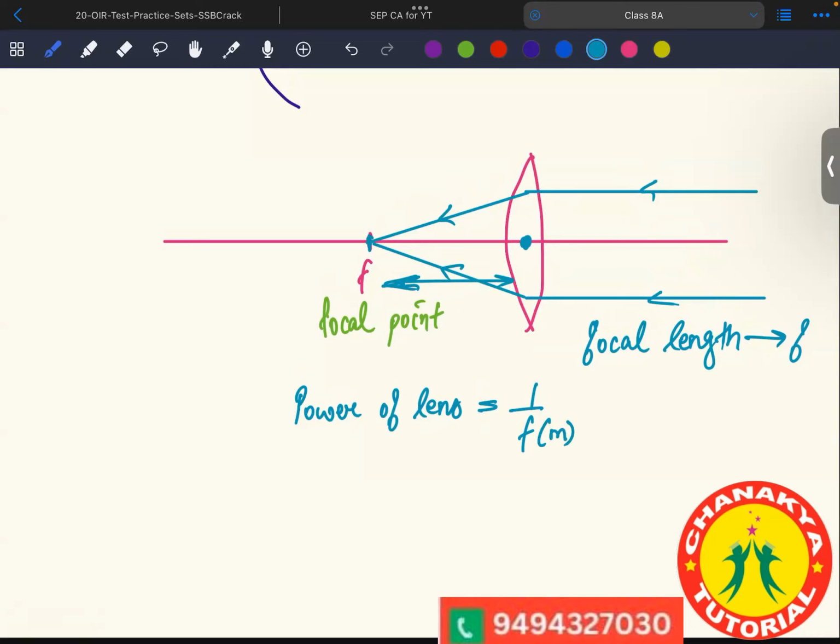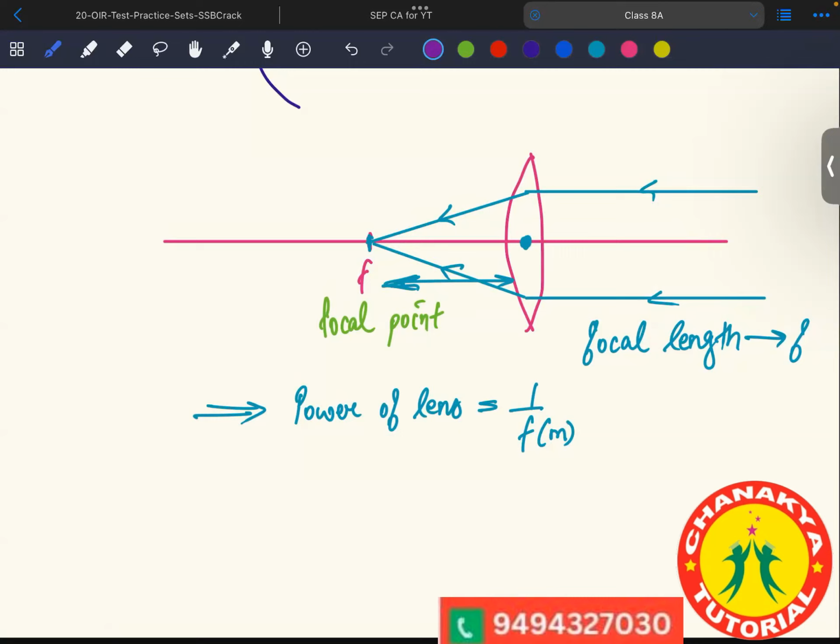I will explain why I have written m in the bracket. First tell me, are you clear that the power of lens is always equal to 1 upon f? Is this formula clear to you? Have you seen this formula before? No, sir. Sir, what is m? Can you explain that once again?